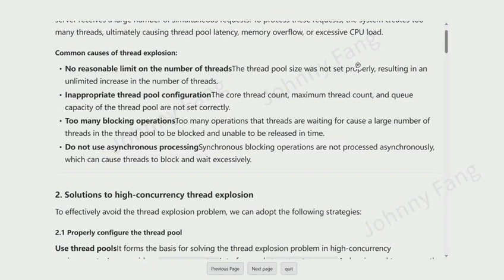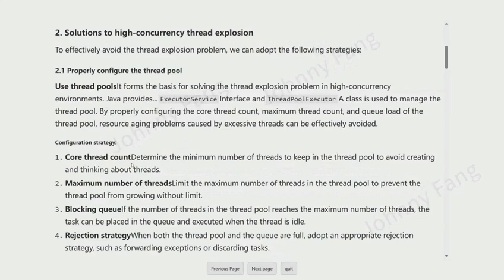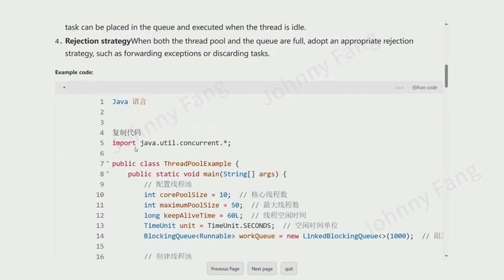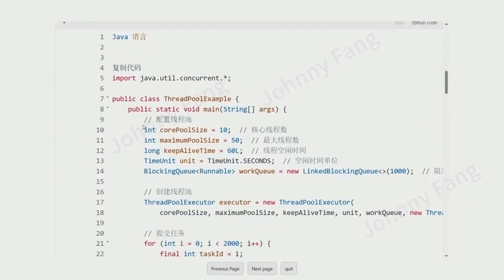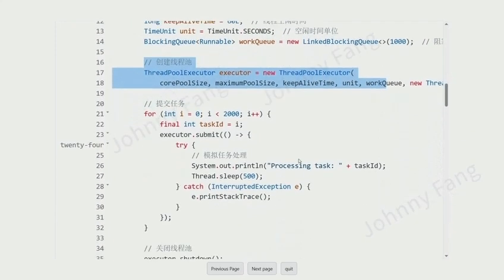Let's see how I solved this problem together. The first is to configure the thread pool reasonably. Here is a specific Java code implementation, and we need to configure these parameters appropriately. Then create a thread pool.